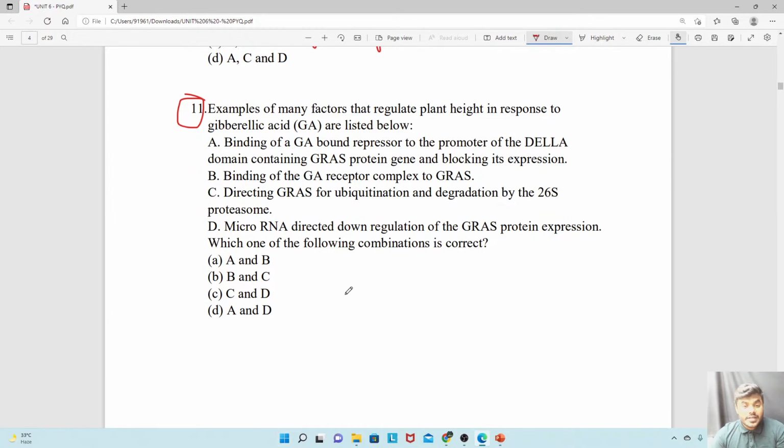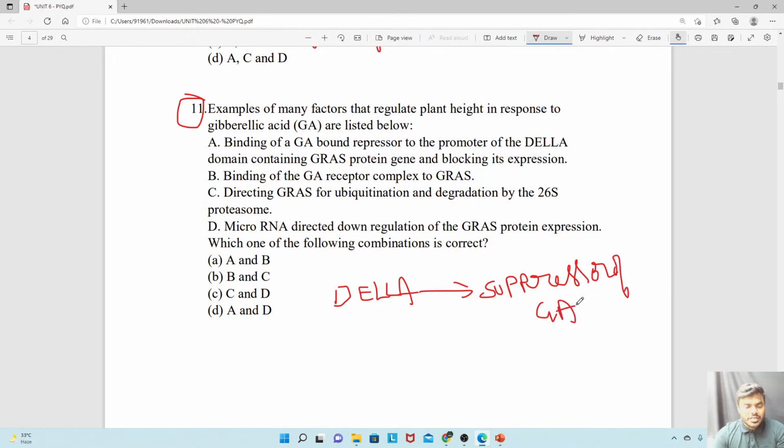Okay, so friends, we all studied what is DELLA. DELLA protein is the suppressor. It can act like a negative regulator. It is acting as a suppressor of the gibberellic acid.